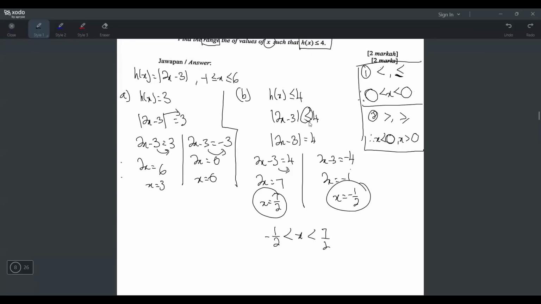All right. And since the question has the line here, you just put the line in it. It means the line is not important. If the question has it, you just put it. So this is the range of x in between. All right.